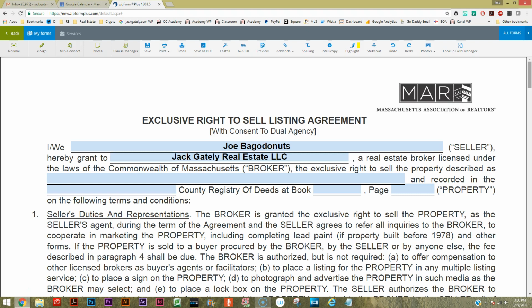There's nothing wrong with handwriting this particular document. I'm not a big fan of handwriting the purchase and sale agreement. Not a big fan of that, but you can definitely fill out the blanks by hand in this document if you would like to, at least in my opinion.